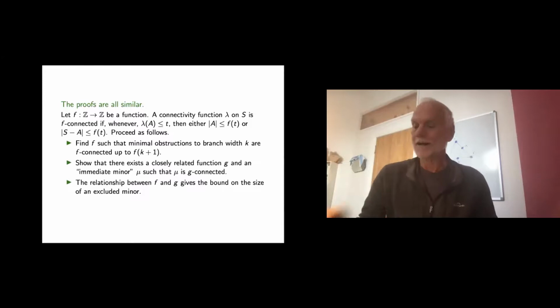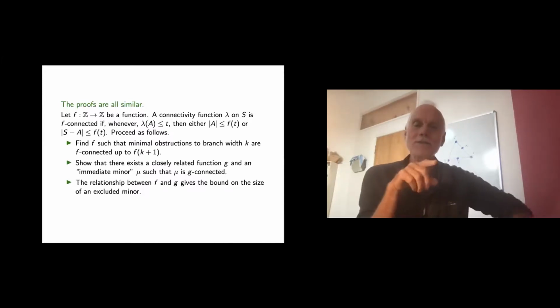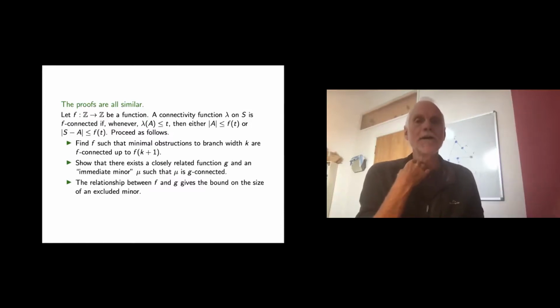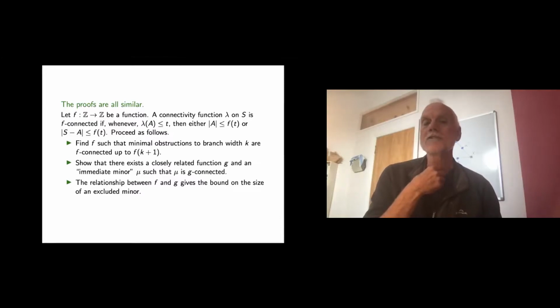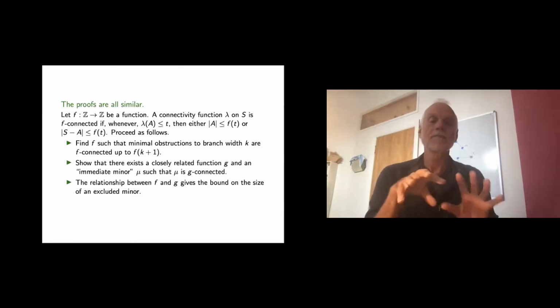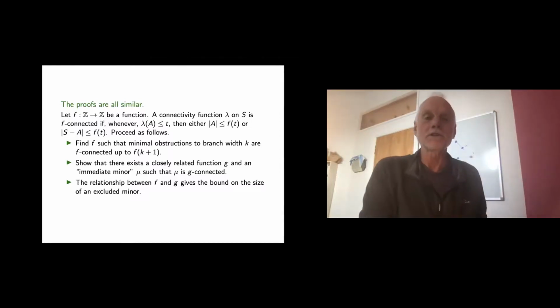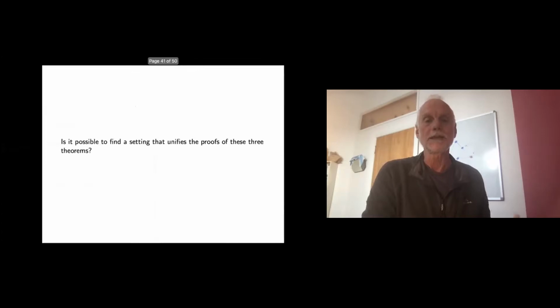I think I'm going to skip over this slide, except to say that the proofs are all similar. What you do is you simply take the proof that's given in the original paper for branch width of matroids, see the main ideas, and try to transfer those ideas into your new setting. But I just won't have time to talk about them. I was hoping to say a little bit about it.